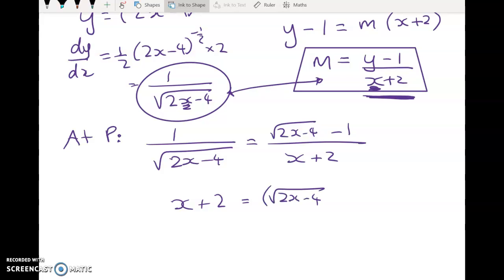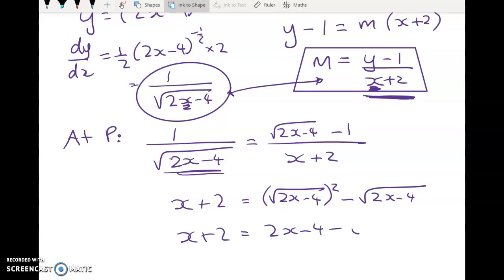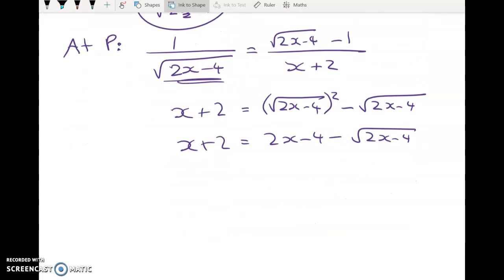So working very slowly, we've got this, so we're cross multiplying this, and then 1 times this, I get x plus 2 is equal to 2x minus 4 minus root 2x minus 4. So it's a nice question because it links up some of the algebra from earlier in the course. So root 2x minus 4 is equal to x, bringing this over, x minus 6.